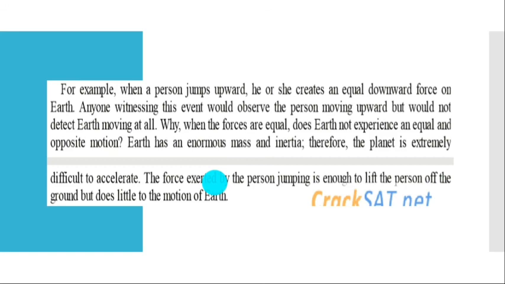The force exerted by the person jumping is enough to lift the person off, but the ground does little to the motion of Earth. Okay? There is action and reaction in this case, but only we will feel and see the acceleration of the object or the man, not the acceleration of Earth, because of different masses.